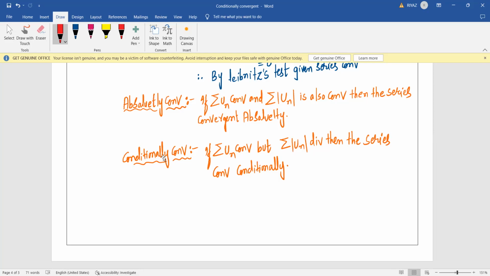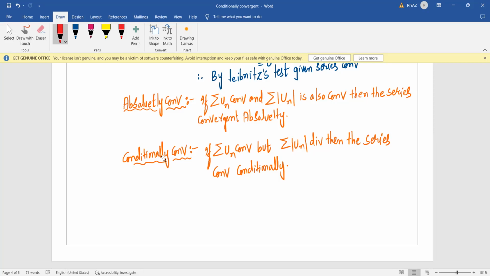Summation un convergent and summation mod un also convergent. What do you mean by un? Nth term of the given series. That series should be convergent, and summation mod un also. What is the meaning of this?